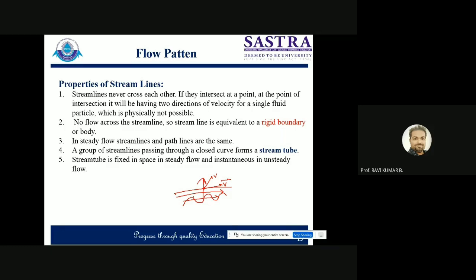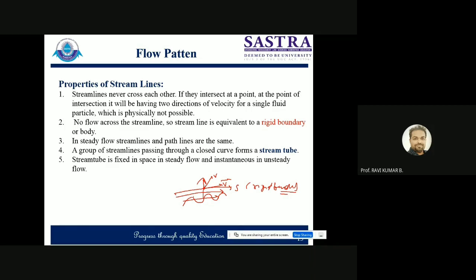So the point is there is no cross flow. So if there is no cross flow, we can treat a single streamline itself as a rigid boundary. So this can be considered as a rigid boundary.